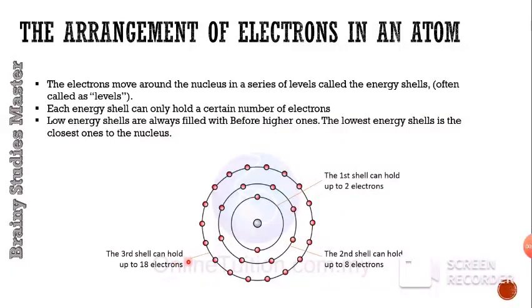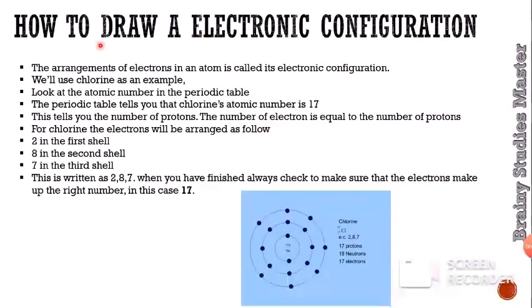So this is not an element under 20. This is holding 18 electrons. So this is not an element up to 20, but elements beyond 20 can hold more than 8 electrons in the third shell. So this is how to draw an electronic configuration.